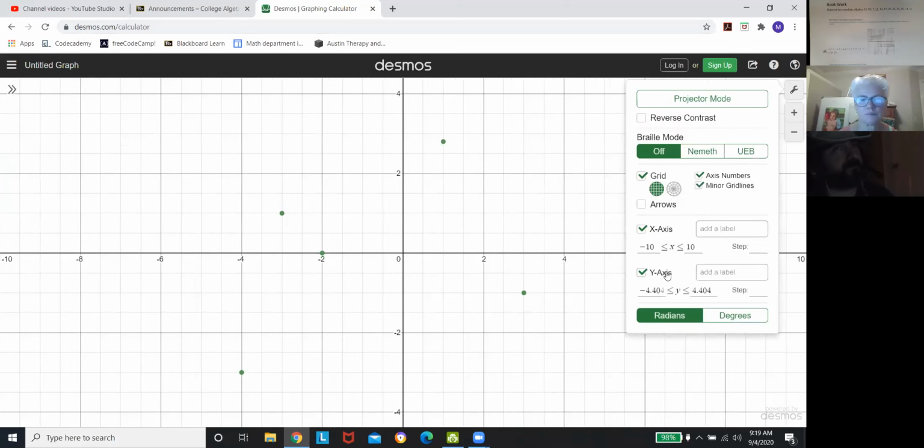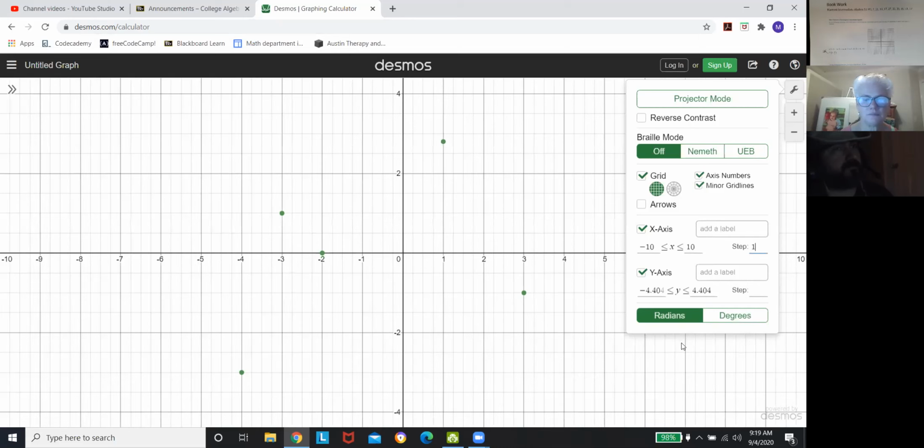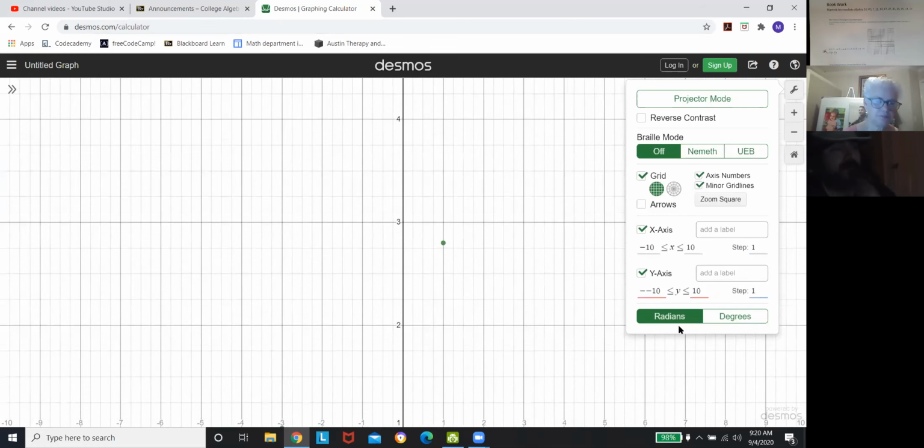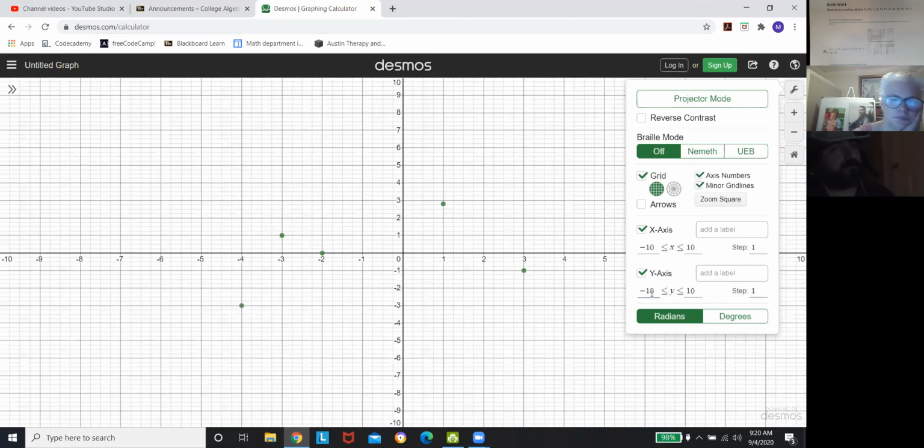But I want to look at this. If I want the x-axis going from -10 to 10, and every single step in there, we can do steps of 1. Now it's counting every one. Y-axis, let's do the same: -10 to 10, steps of 1. What happened? Oh, I did a double negative. Sorry.